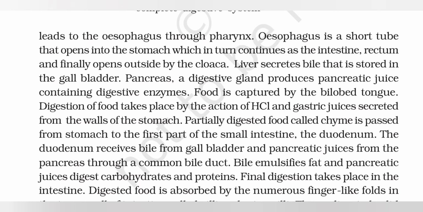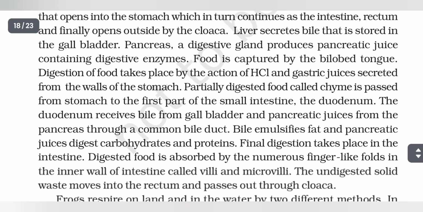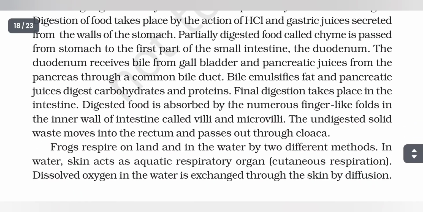Digestion of food takes place by the action of HCl and gastric juices secreted from the walls of the stomach. Partially digested food called chyme is passed from the stomach to the first part of the small intestine, the duodenum. The duodenum receives bile from the gallbladder and pancreatic juices from the pancreas through a common bile duct. Bile emulsifies fats and pancreatic juices digest carbohydrates and proteins. Final digestion takes place in the intestine.